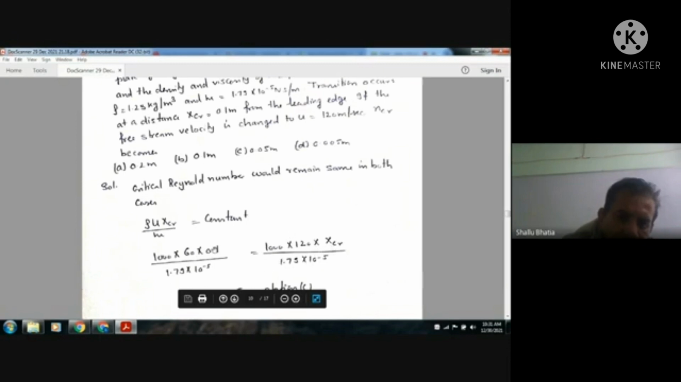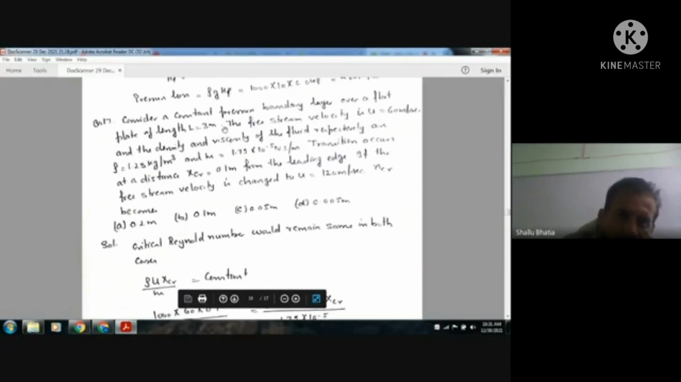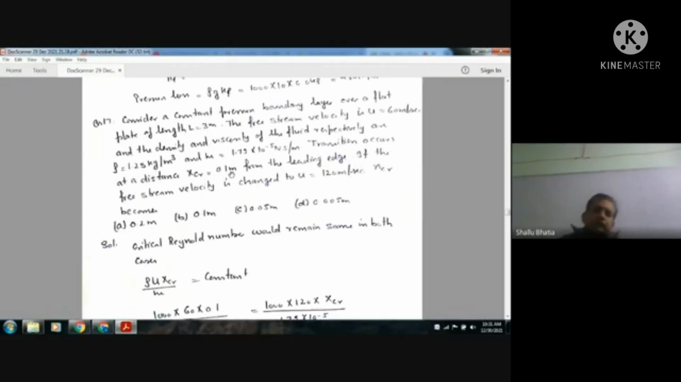So equating these two Reynolds numbers, rho and mu cancel out, leaving 60 and 120. According to the first condition, u is 60, mu is 1.79 times 10 to the minus 5, and rho is 1.23. And xcr is 0.1, and we will get the critical Reynolds number.